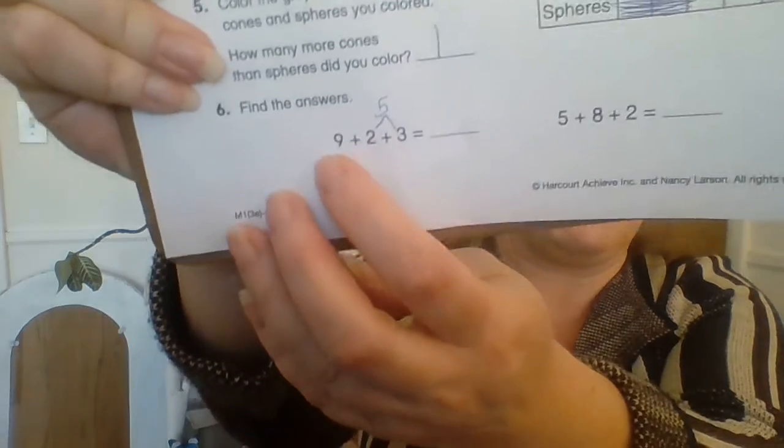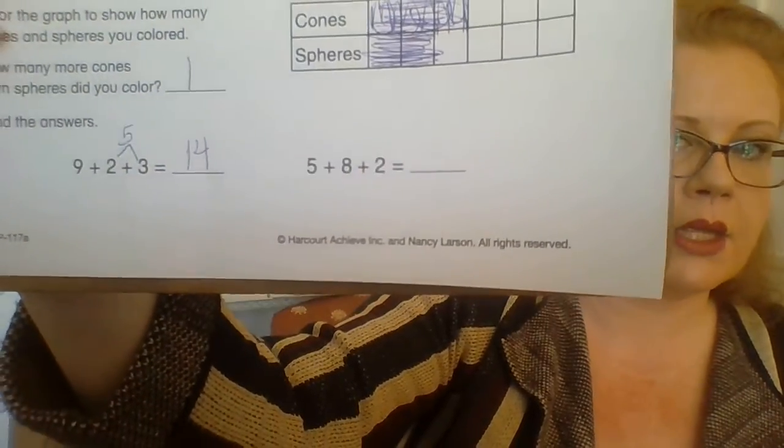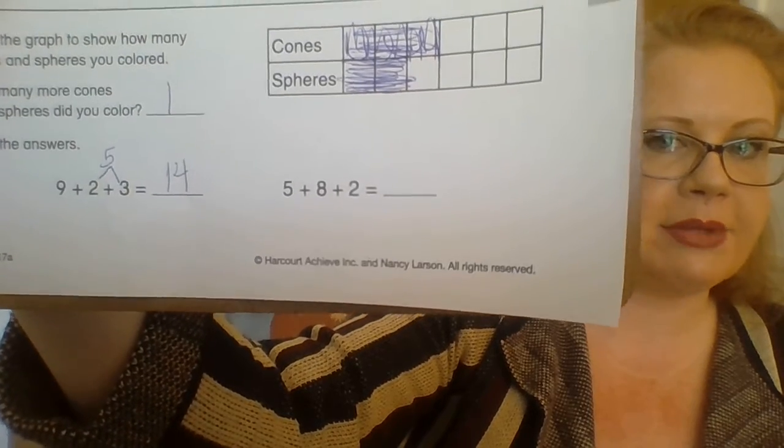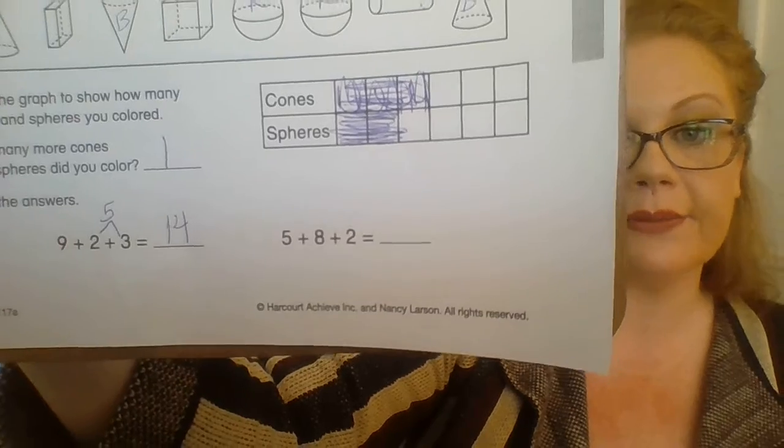Okay, now if you remember your 9 math facts, you just think of if it was 10. So if it was a 10, it would be 10 plus 4 instead of 9 plus 5. That should automatically make you remember the number 14. Okay? 9 plus 5 would be 14. So 9 plus 2 plus 3 equals 14.